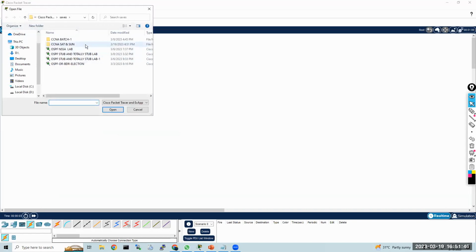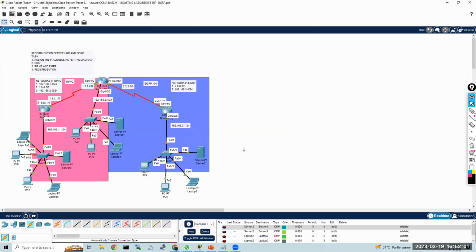I think I have done one redistribution lab, let's say RIP to EIGRP, the first lab. So these are the configurations that I did for the redistribution. Okay, so how does redistribution work, guys? Let me explain that to you. See, the redistribution scenario is one.